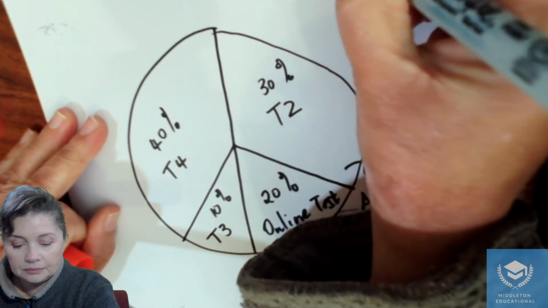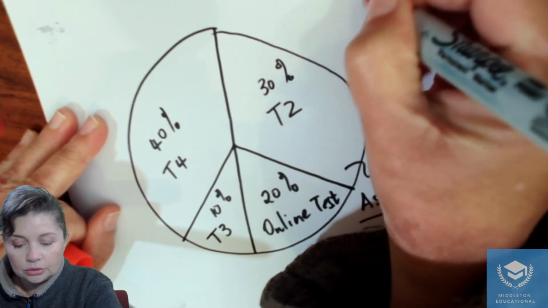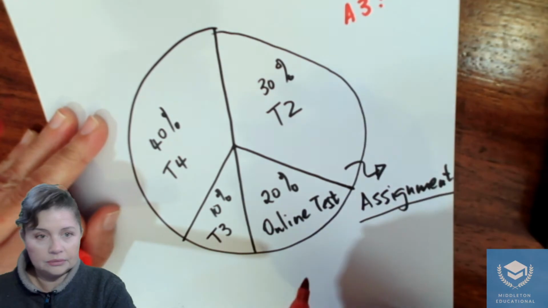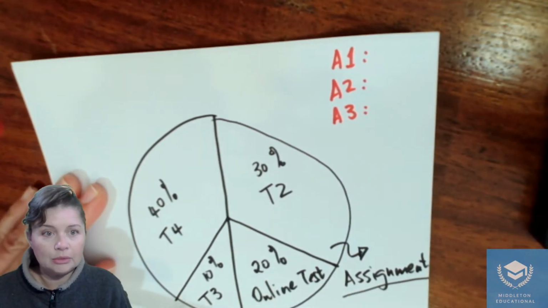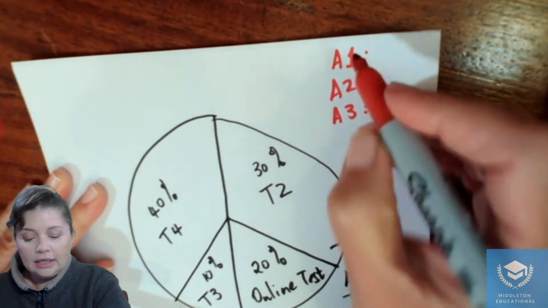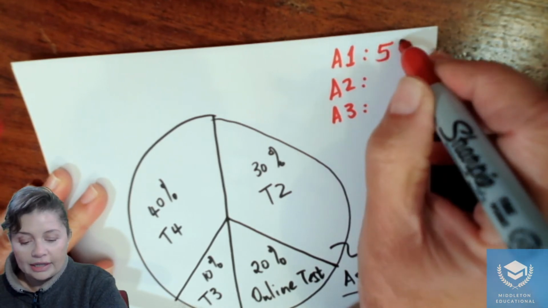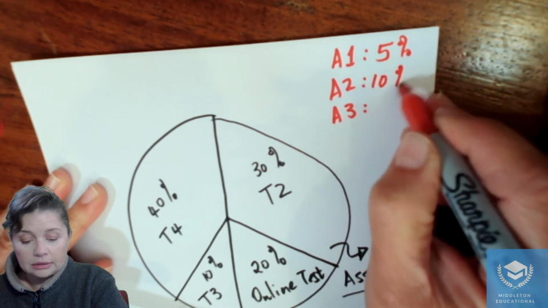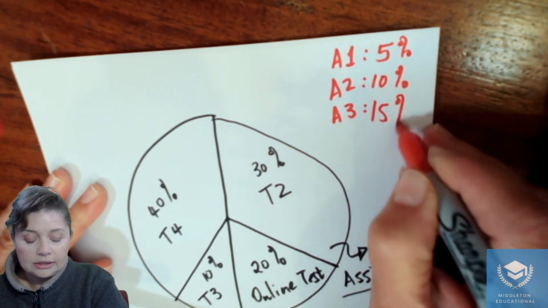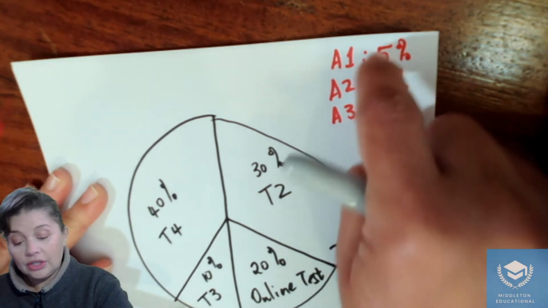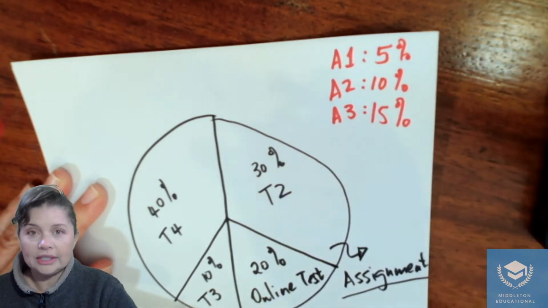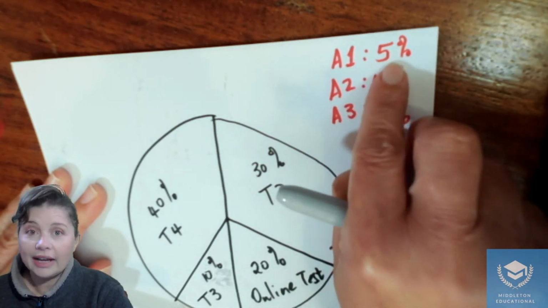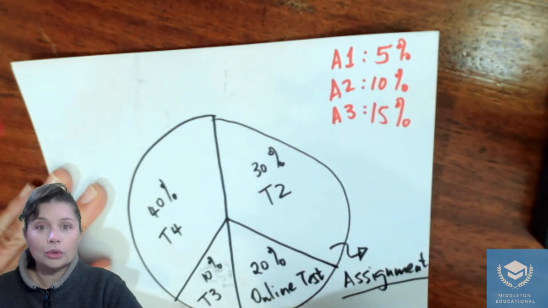Now the assignments, you remember we had assignment 1, assignment 2, and assignment 3. Here we go. Assignment 1 has a weighting of 5%. Assignment 2 is 10%. And assignment 3 is 15%. Now these weightings over here are the weighting of the overall mark. So assignment 1 has 5% of the overall mark.